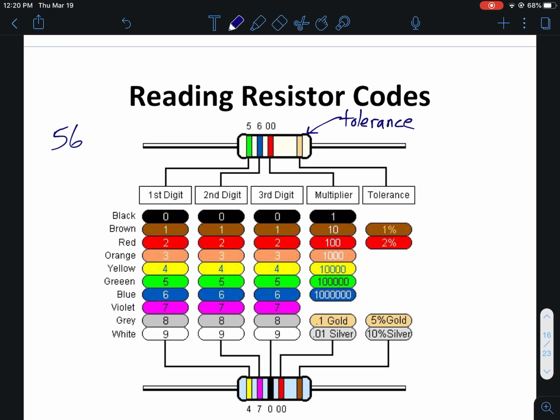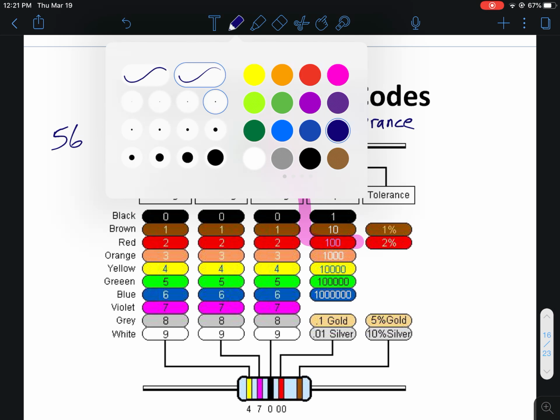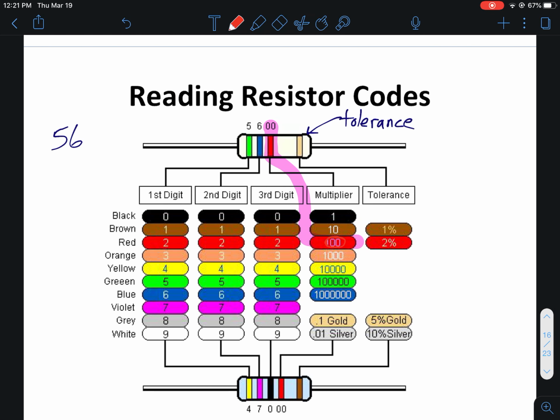Now the multiplier is going to be the last colored line before the tolerance. If you look at the multiplier here, it's red, and that red indicates that our multiplier is 100. So we're going to multiply that by 100, which gives you 5,600 ohms. Or you can think of it as adding however many zeros are in that multiplier to the resistor value. So this resistor would be 5,600 ohms. That's what that's saying.